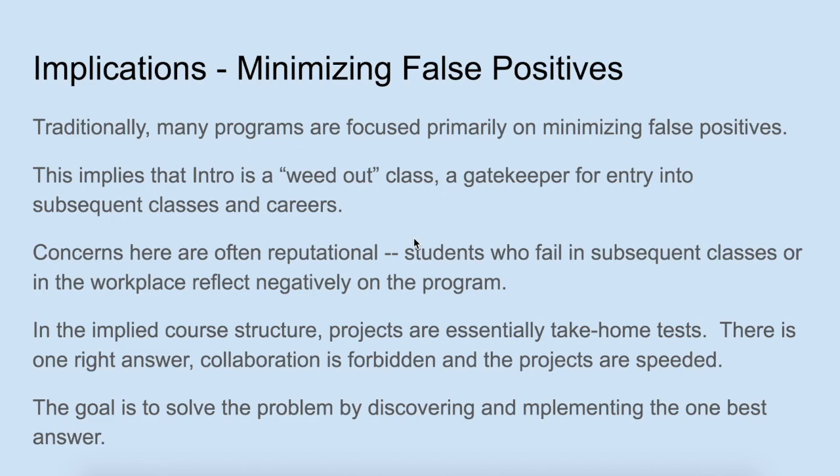Concerns here are often reputational. That is, that students who fail in subsequent classes or in the workplace reflect negatively on the program, or worse yet, on the instructor. There's a lot of feelings that way. In the implied course structure from minimizing false positives, projects are essentially take-home tests, right? There's one right answer. Collaboration is forbidden. That's cheating. And the projects are speeded, at least in the sense of the way students perceive them based on their workload. The goal here is to solve the problem by discovering and implementing the one best answer.